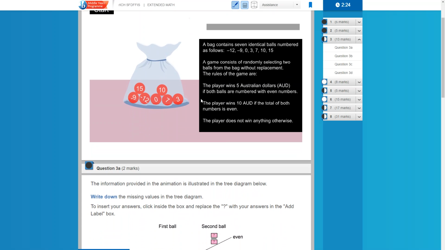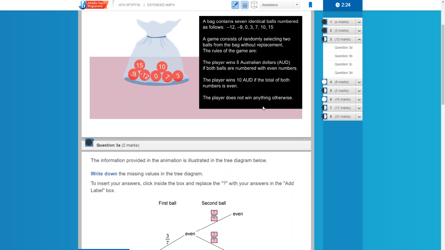Okay, we've got this bag containing 7 identical balls, numbered as follows. A game consists of randomly selecting 2 balls from the bag without replacement. The rules of the game are: the player wins $5 Australian if both balls are numbered with even numbers. The player wins $10 Australian if the total of both numbers is even. The player does not win anything otherwise.